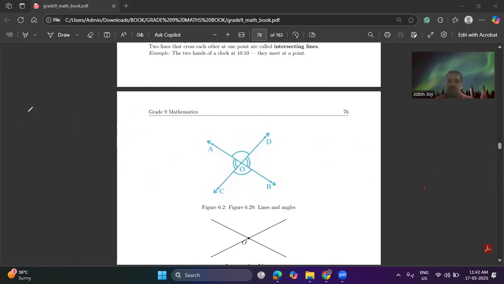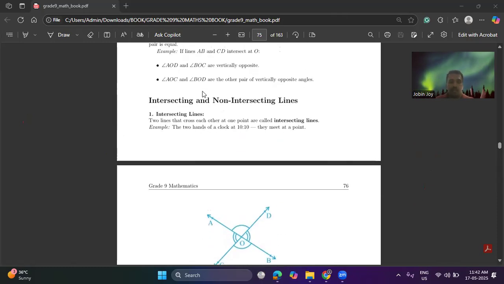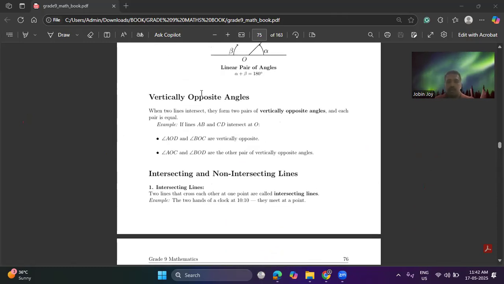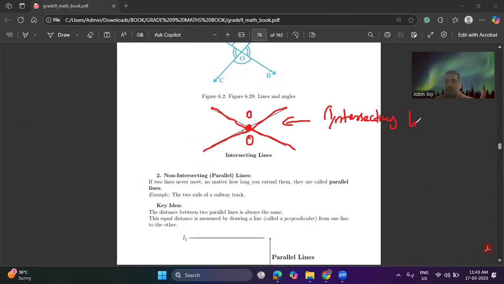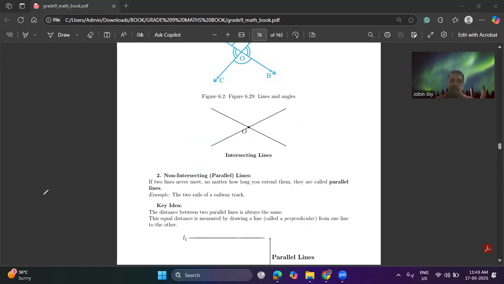Then coming to the next one, next is the intersecting and non-intersecting lines. This one I already mentioned. Again, this is our intersecting point. We have two lines, this is one line and this is another line intersecting at a point O. These two lines are called intersecting lines.